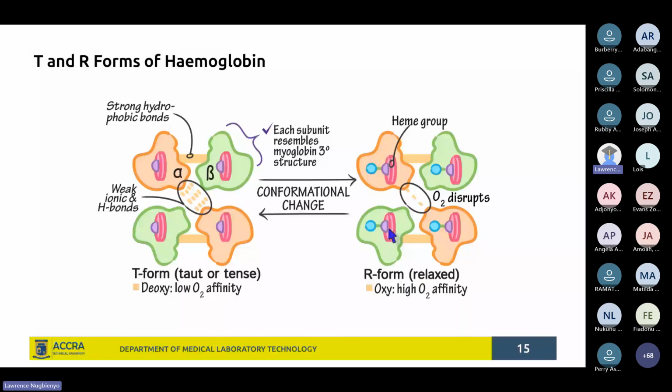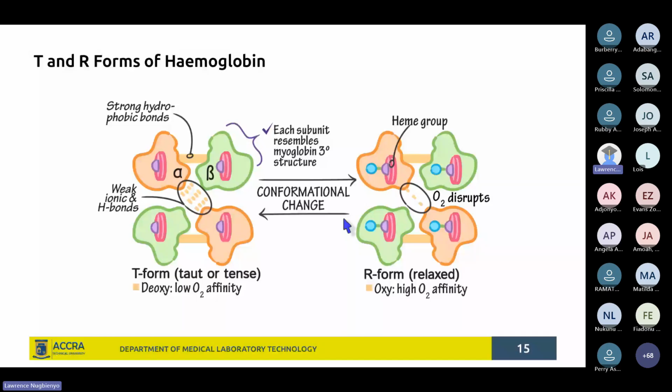In that form, you say the hemoglobin molecule has high affinity for oxygen, whilst in the other form, it has low affinity for oxygen. And this conformational change is reversible, as we saw with the cooperative binding and the cooperative release of oxygen.